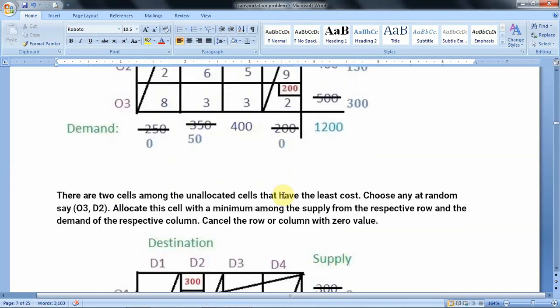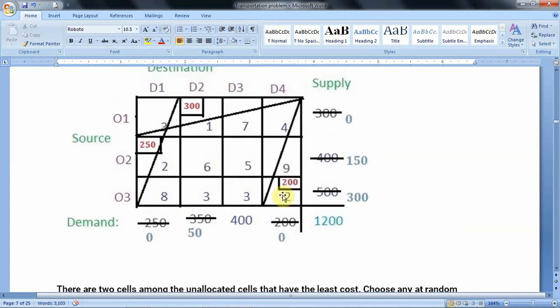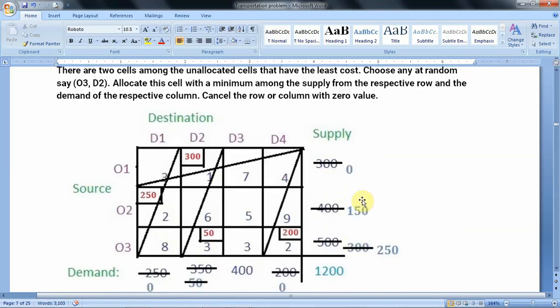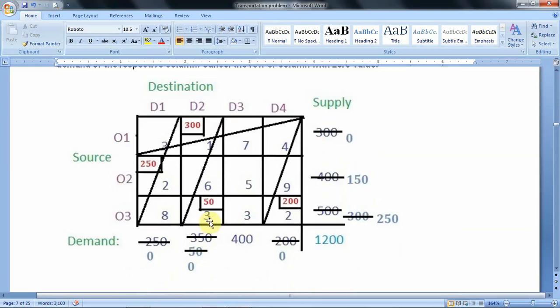Next, 300 units are there in that third row. The next least cost cell value is 3 rupees, in O3 D2 and O3 D3 also. So which one can be selected? That is 3.